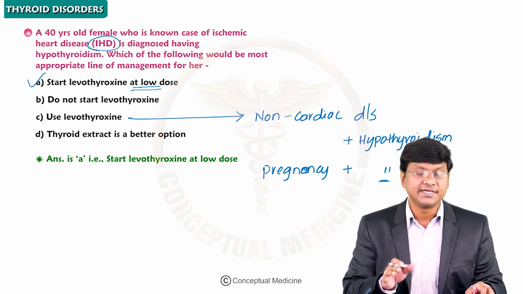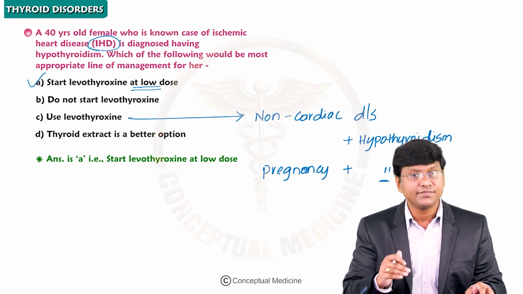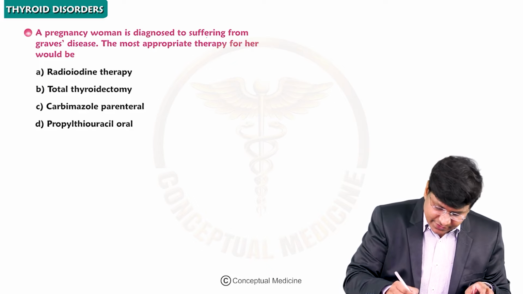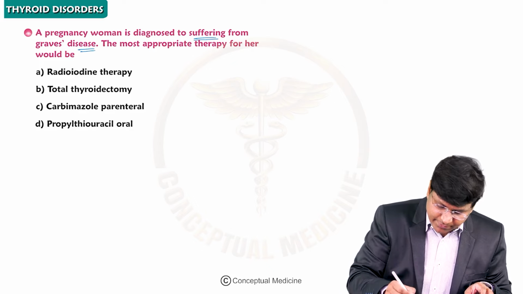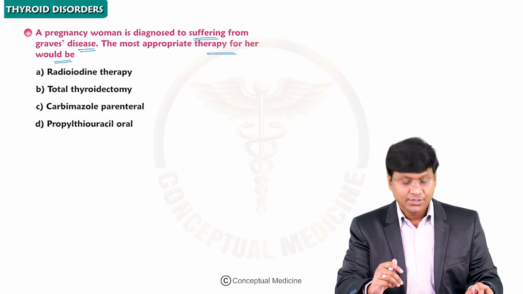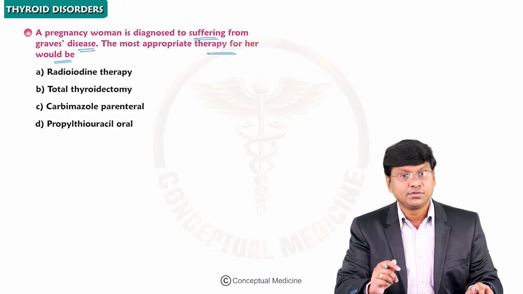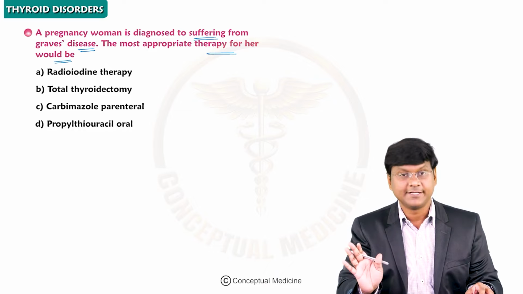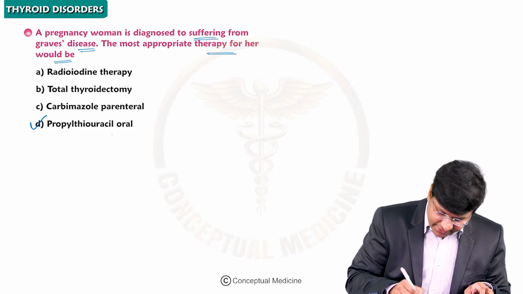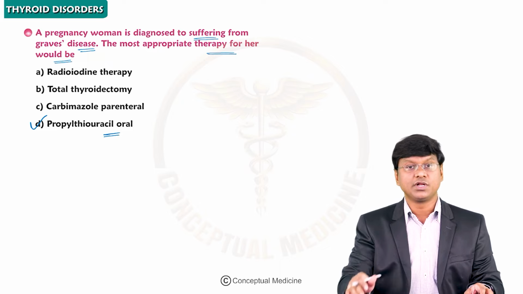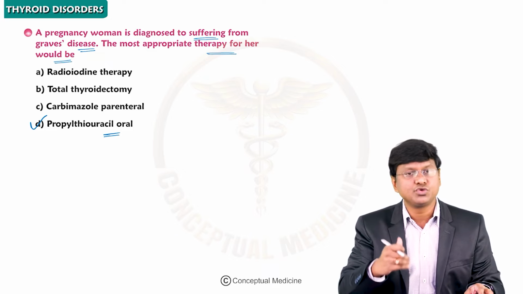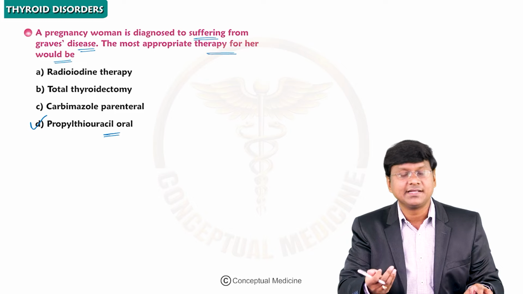Now, let me take up the discussion of the treatment of hyperthyroidism. Now you see this question first. A pregnant woman is diagnosed with Graves' disease. The most appropriate therapy for her would be: radioiodine therapy, total thyroidectomy, carbimazole parenterally, or propylthiouracil orally. The answer to this question is oral propylthiouracil. Now, in which group of individuals do you have to give propylthiouracil? In which group of individuals do you need to give methimazole? All that let me discuss now.